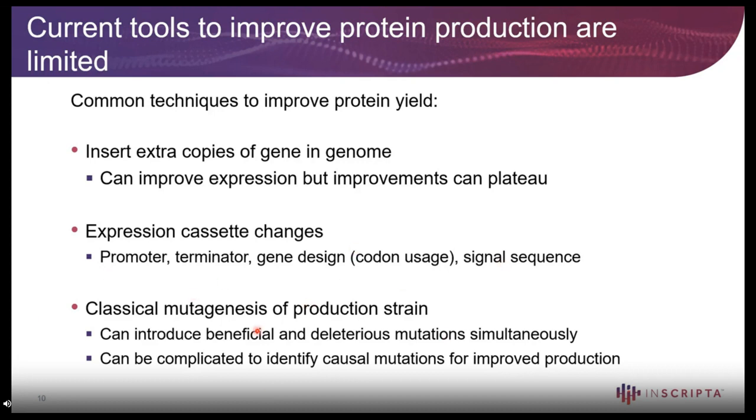Another common strategy is classical mutagenesis of a production strain. You take your production strain, you treat it with a chemical mutagen, introducing a bunch of mutations throughout the genome. And certainly this can introduce beneficial mutations, but it can also simultaneously introduce deleterious mutations as well. And it can also be complicated to identify causal mutations for improved production because you're introducing so many different mutations all at once. And what we think is that the Onyx platform provides an attractive alternative way of improving protein production.